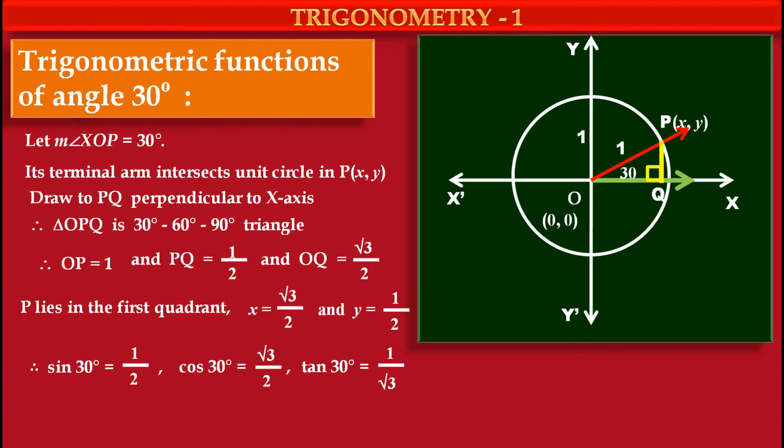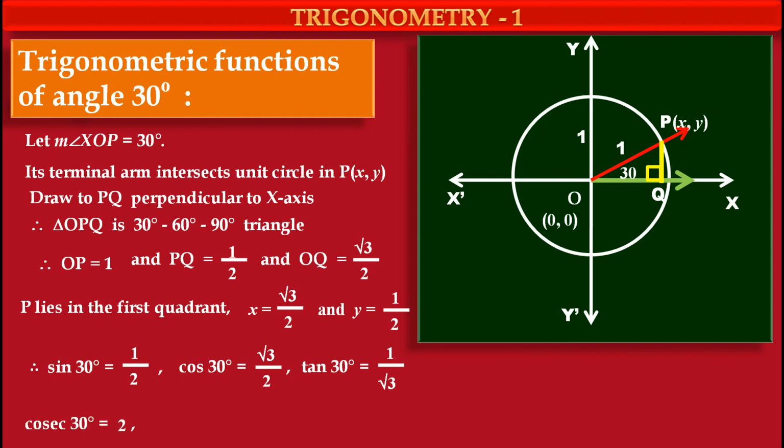Also, we can find these trigonometric functions by using the ratio of their corresponding sides. For example, sin 30. We know sin means opposite side upon hypotenuse. So sin 30 is PQ upon OP, and that's why it is 1/2. Similarly, cos 30 means adjacent side upon hypotenuse, OQ upon OP. That's why √3/2. And tan 30 means opposite upon adjacent, so PQ upon OQ, so it is 1/√3.